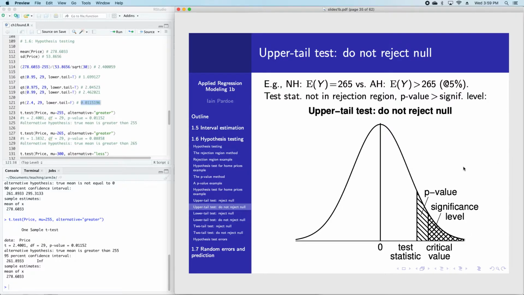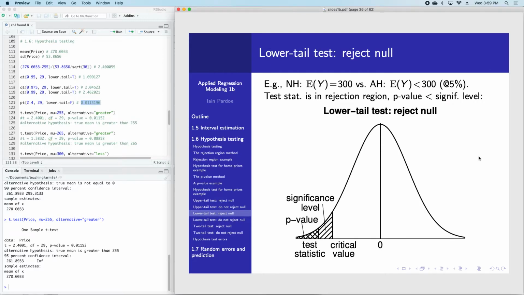So this would be how the picture would change if we were to fail to reject the null for an upper tail test. Lower tail tests are similar, only all the action is in the lower tail. So here's a picture of rejecting the null, where our test statistic is less than our critical value. It's in the rejection region because the rejection region is in the left tail now, everything less than the critical value. And our p-value is that tail area to the left of the test statistic. That's clearly smaller than the tail area to the left of the critical value, which is our significance level.